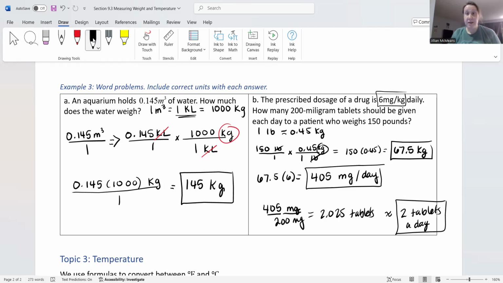Okay. Now that's it for the weight measurements. In the next and last video for this chapter, we're going to talk about temperature, which is super easy to convert.